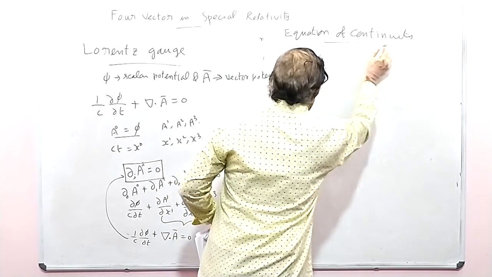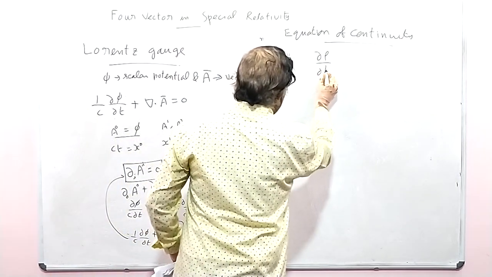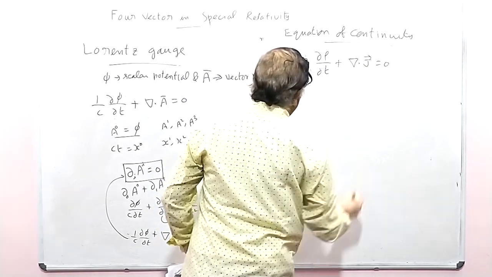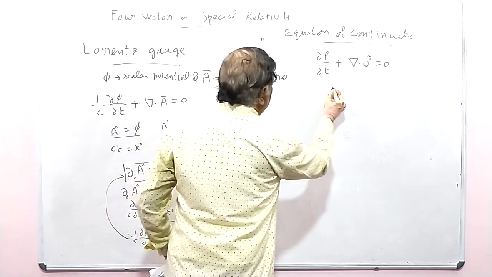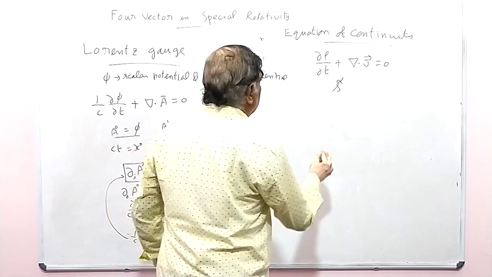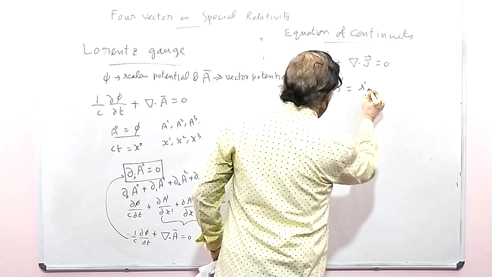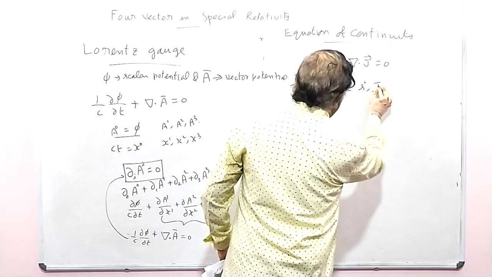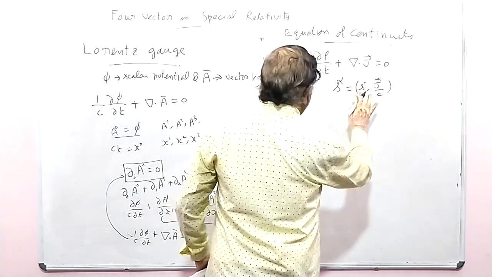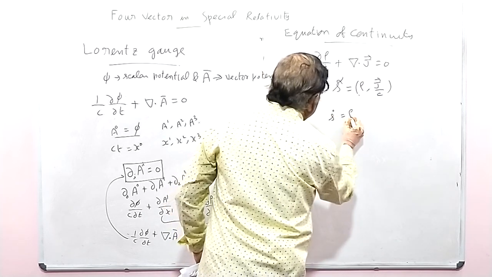The equation of continuity is partial d rho by dt plus the divergence of J is equal to 0. So here we define the 4-vector current, which is equal to S0 and the remaining components are J by C. S0 is rho, so S0 is equal to the charge density.